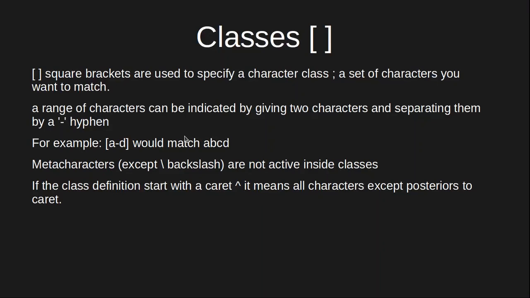Square brackets are used to specify a character class. A range of characters can be created by two characters separated with a hyphen. For example, in square brackets, a-d would match a, b, c, d. Note that meta characters, except backslash, are not active inside a class. To exclude a character or some characters, start the class definition with a caret, then append the characters to exclude.